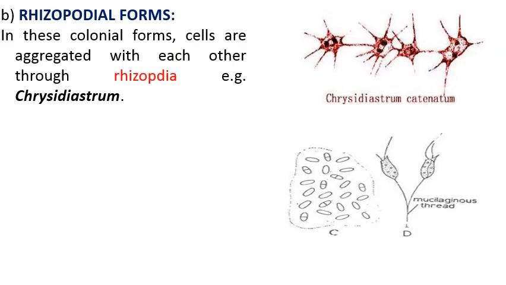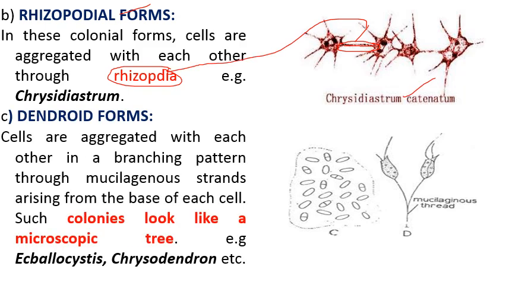Then next we have rhizopodial forms. So in these colonies, the cells are associated with each other with the help of some structures which are known as rhizopodia. So ये जो cells होते हैं ये जुड़े होते हैं एक दूसरे के साथ with the help of these structures which are known as rhizopodia. इन्हें हम rhizopodia कहते हैं. Examples include Chrysidiastrum, Lagynion. Next comes dendroid form.